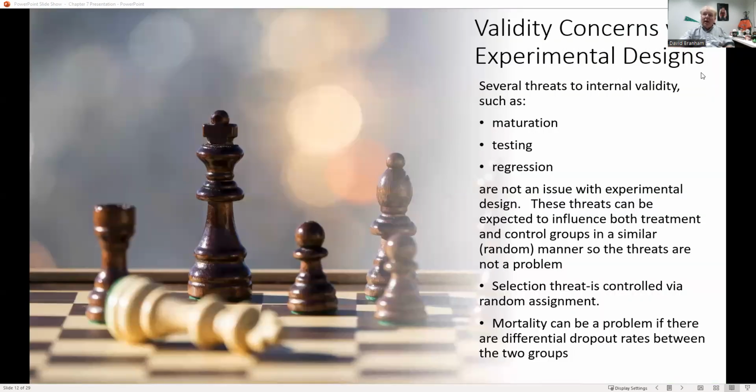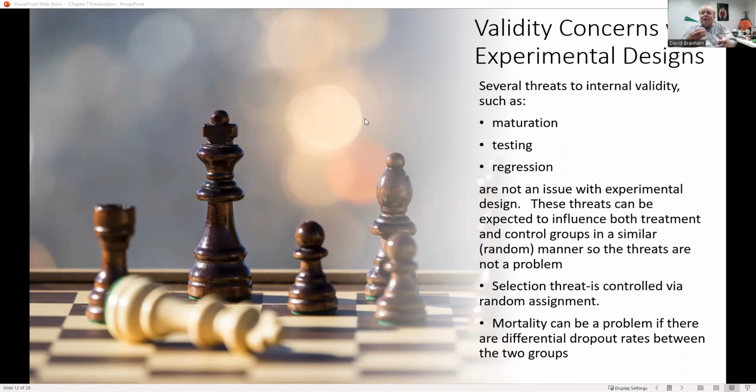So, as I said, even though validity concerns are a lot less in experimental design, they're still there. Several threats to internal validity, as I'll remind you. Maturation is one of them. History is another that isn't listed here. But the other threats like testing and regression are not a big issue with experimental design because they're expected to influence the treatment and the control group in a similar random manner. So the threats are really not as big a problem. That's a reason why it has so much more internal validity.